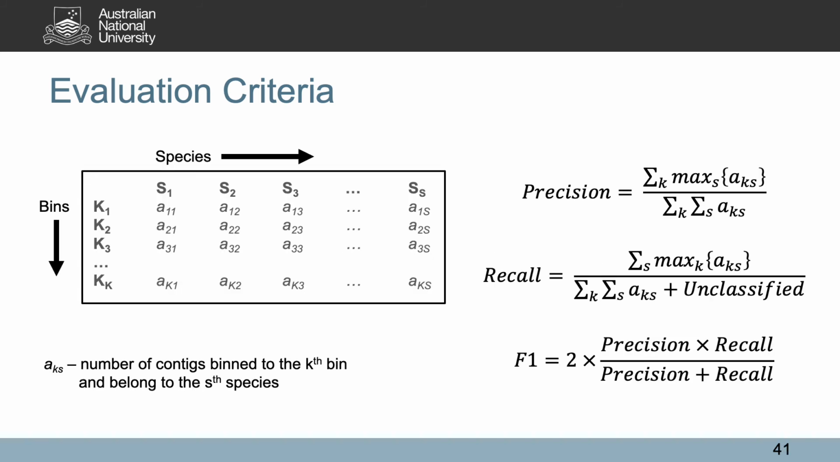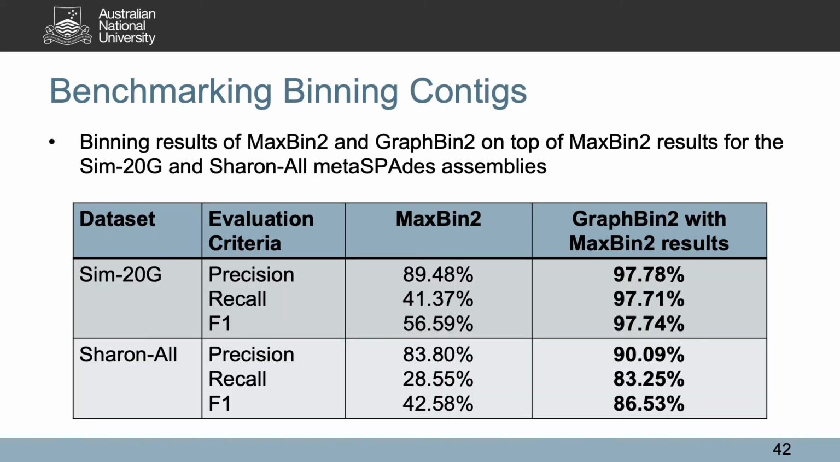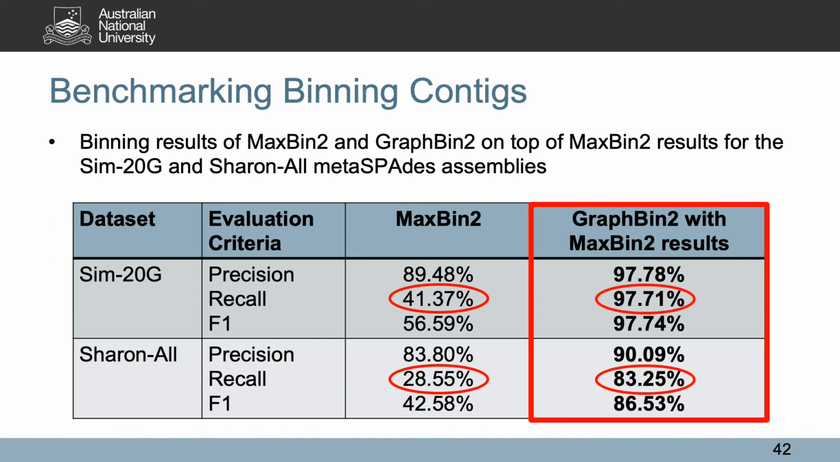To evaluate our method of contig binning, we applied the three common criteria: precision, recall, and F1 score, which have been used in previous binning studies. Here we have shown some representative results for MaxBin2 on the metaSPAdes assemblies. The results are for the 20 genome dataset and the complete Sharon dataset. MaxBin2 is one of the state-of-the-art contig binning tools available at present, but it has ignored many contigs as you can see from its recall values. GraphBin2 has been able to gain significant improvements in the binning criteria over MaxBin2, especially for recall.